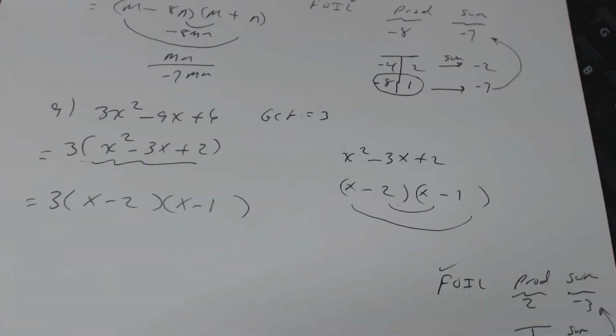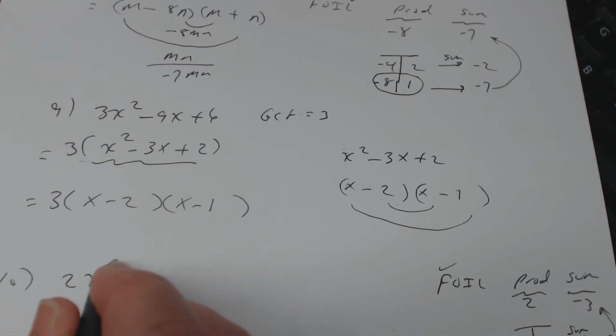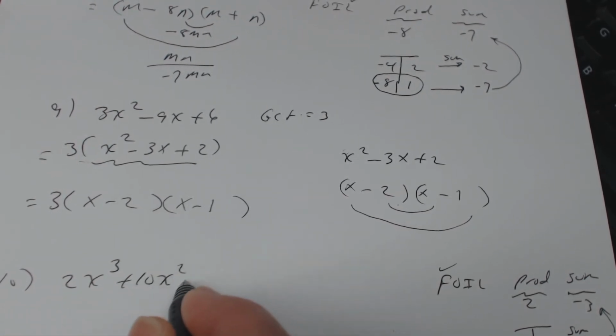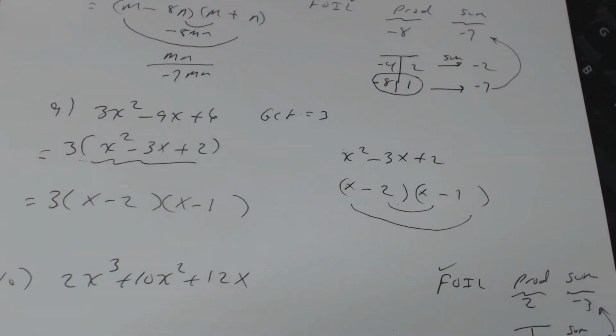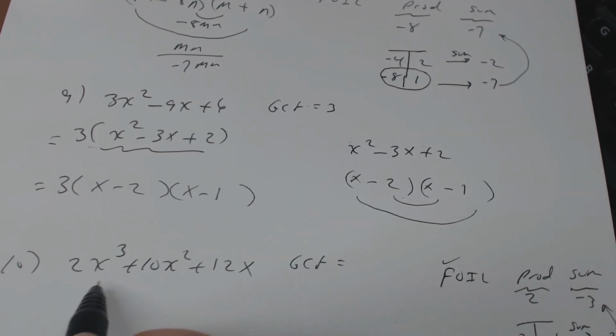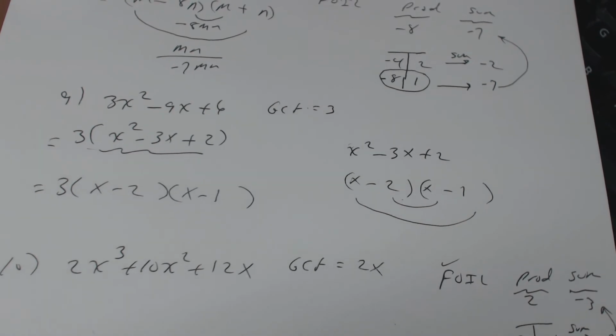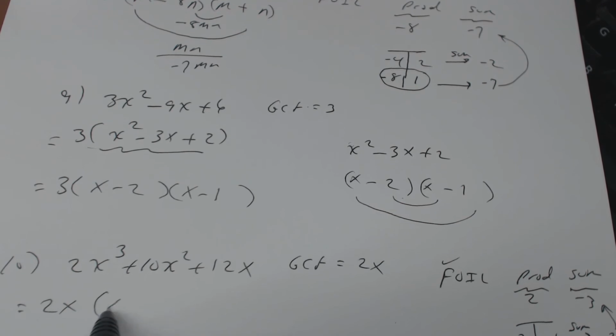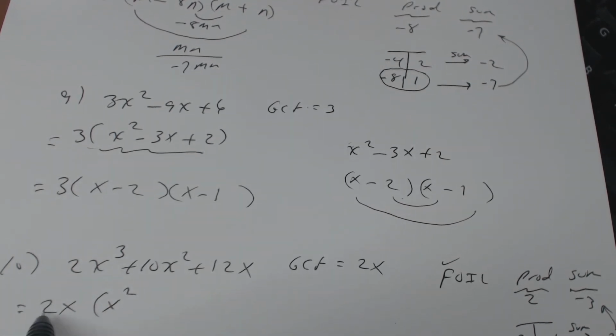Okay, number 10. We have 2x cubed plus 10x squared plus 12x. I always look for the GCF first. The GCF is 2x, so I'm going to factor out a 2x. When I factor out the 2x, I get 2x times x squared is 2x cubed, 2x times a positive 5x is a positive 10x squared, and 2x times a positive 6 is a positive 12x.